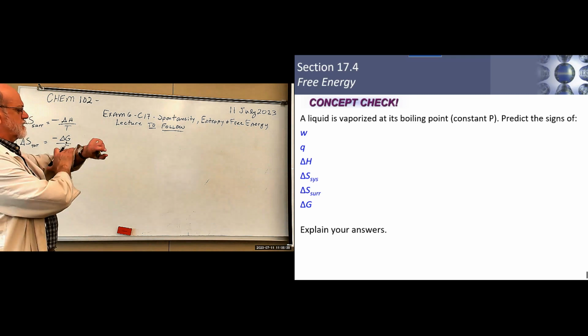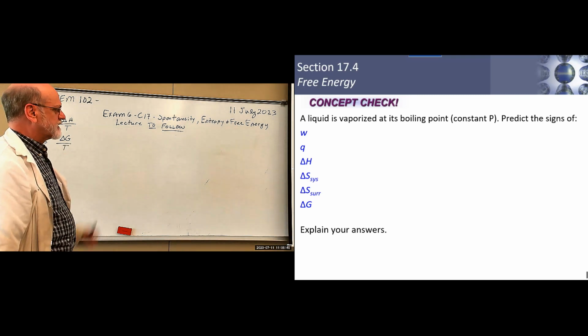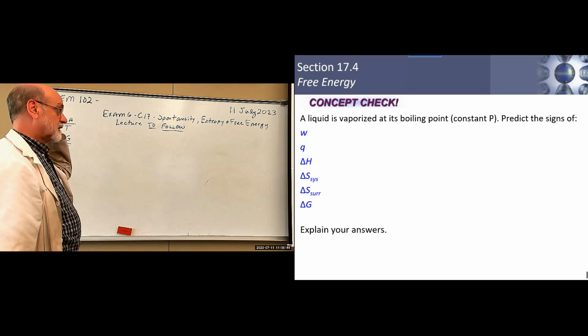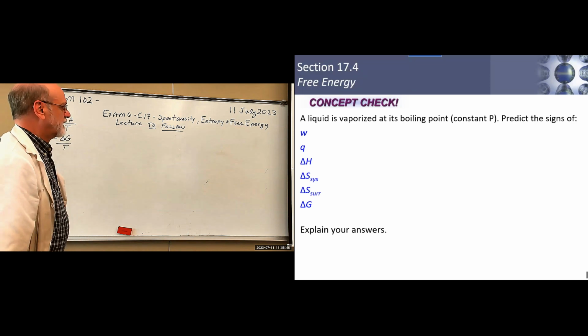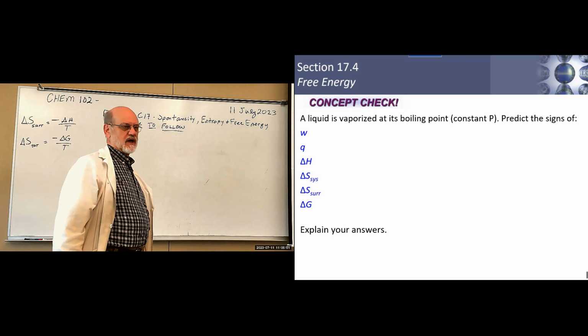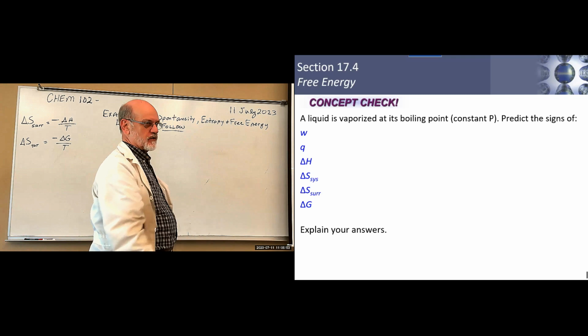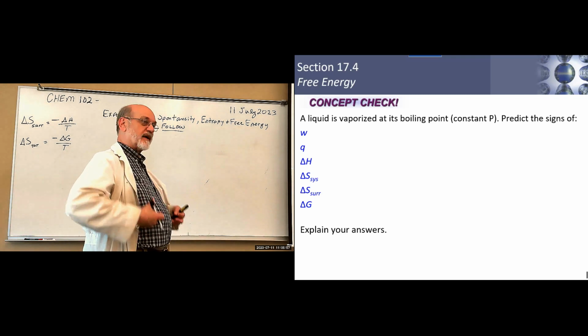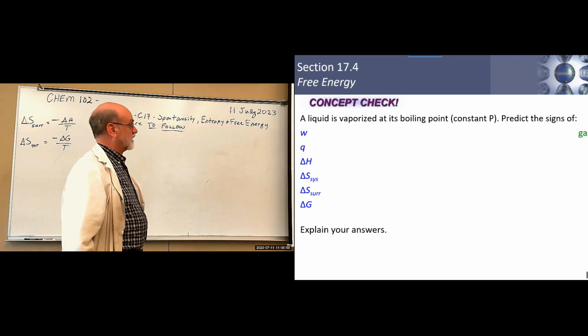So what are we trying to do here? A liquid is vaporized at its boiling point, constant pressure. Predict the signs of these. If it's vaporized, is it doing any work? No, I mean, if you just have a pot of water on the stove and you're boiling it, it's not pushing against any pressure. It's not applying any force. There's no work being done.